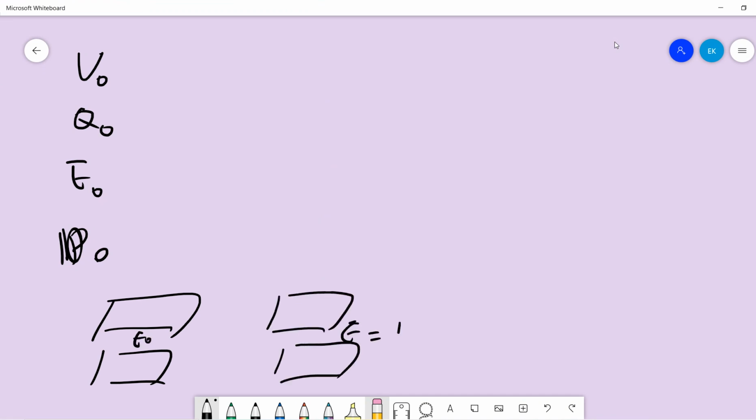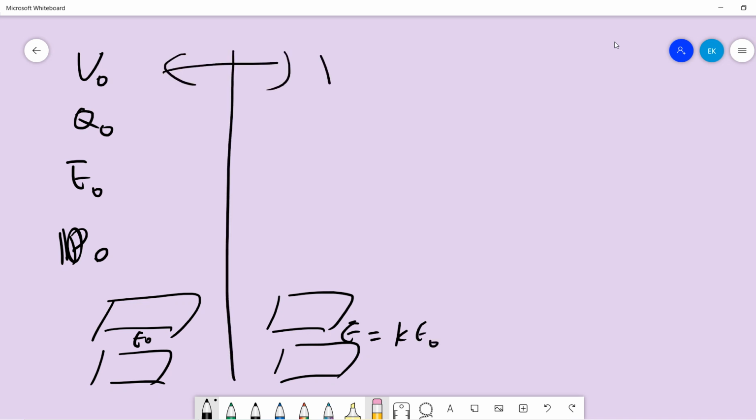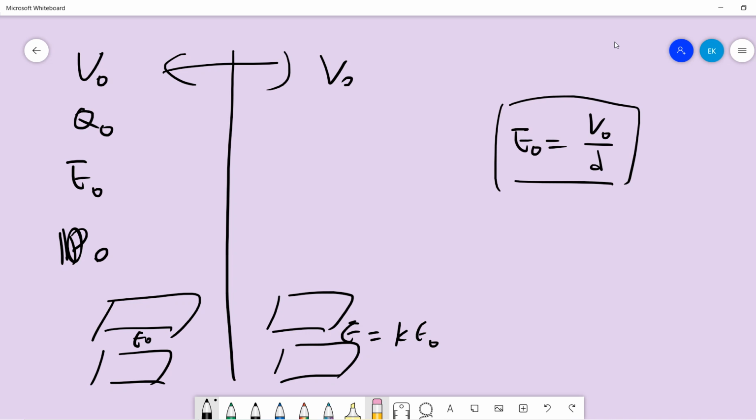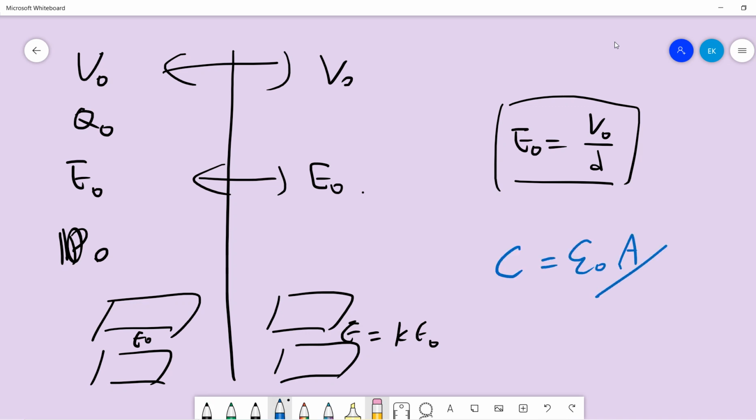So this is K epsilon naught. From here, the battery is the same. So the E naught is V naught divided by d, because basically this is the definition of the potential. So the E naught is fixed. However, the C is equal to epsilon naught times A divided by d on the left hand side, and for this one it is K epsilon naught times A divided by d.